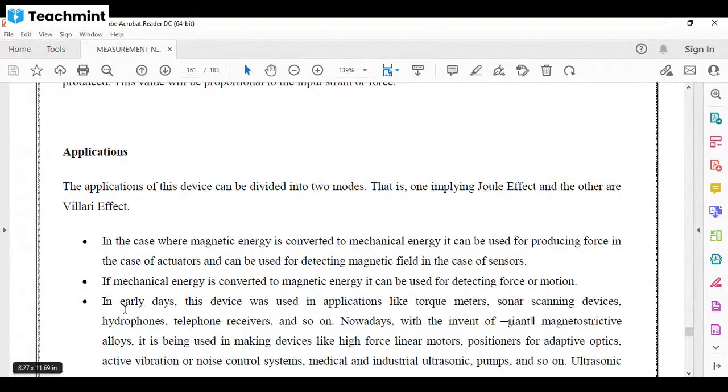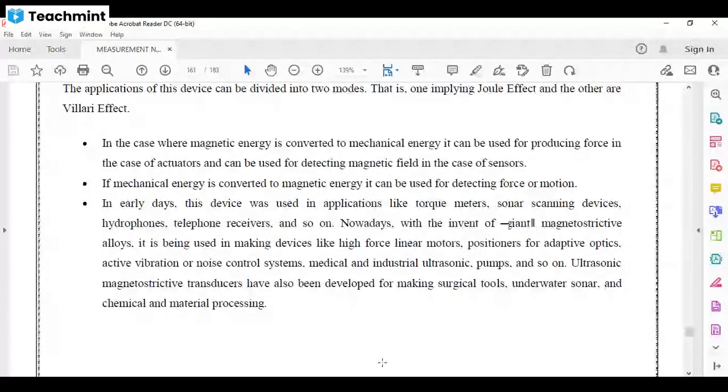Another point is that in the early days this device was used in applications like a torque meter, sonar scanning device, hydrophone, telephone receiver, and so on. Nowadays, with the invention of giant magnetostrictive alloys, it is being used in devices like a high force linear motor or positioner for adaptive optics, active vibration or noise control systems, medical and industrial ultrasonics, and also pumps and so on.